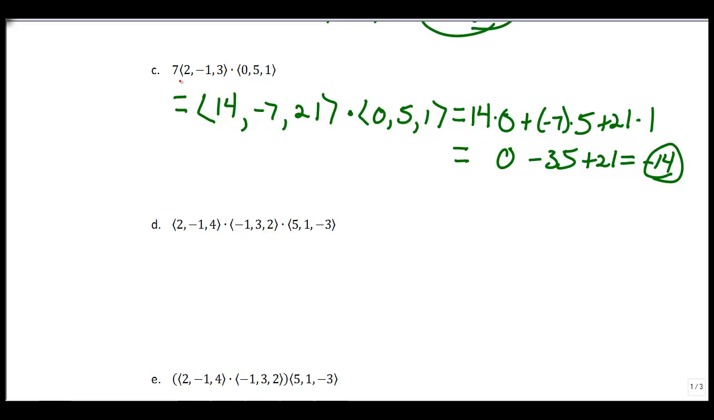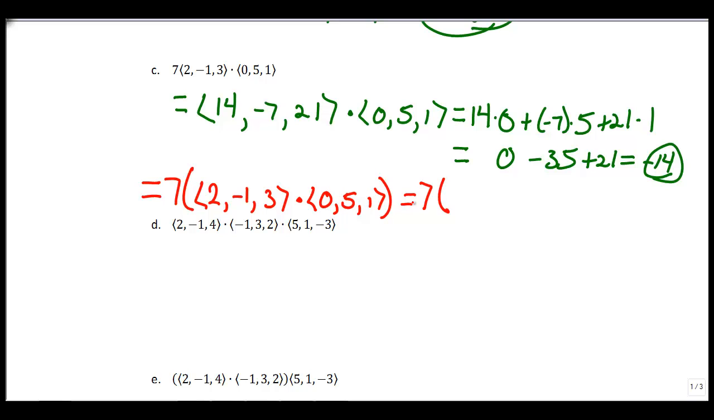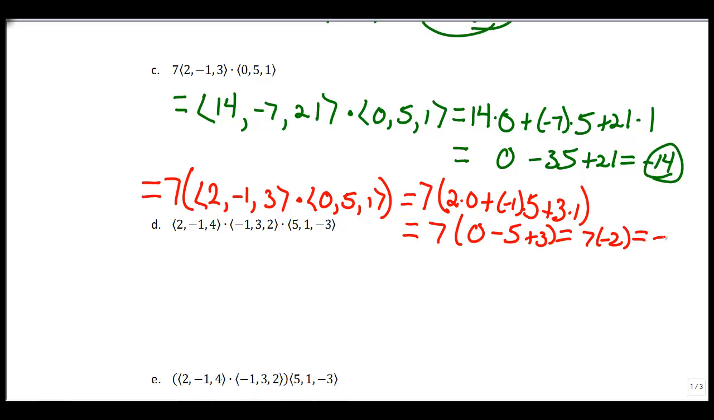Another method is you can actually say that this original expression is going to be 7 times, and you can do the dot product first. So what you'll get is 2, -1, 3, dotted with 0, 5, 1. So it's going to give you 7 times 2 times 0 plus the -1 here times the 5 plus the 3 times the 1. So that's going to give you 7 times 0 minus 5 plus 3. It'll give you 7 times -2. What you'll get is -14. So either of these methods work just fine here. In fact, you also could have taken the 7 and distributed that times the 0, 5, 1 vector. It feels a little bit odd to me to do that, but you could as well.